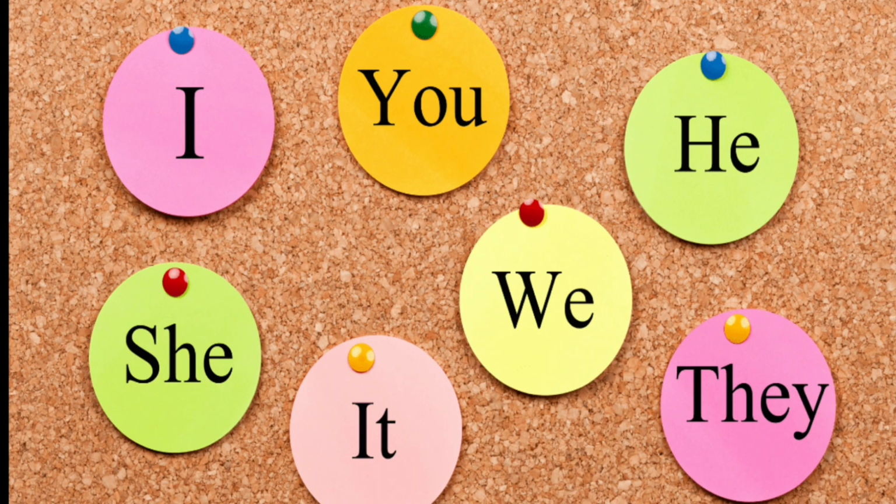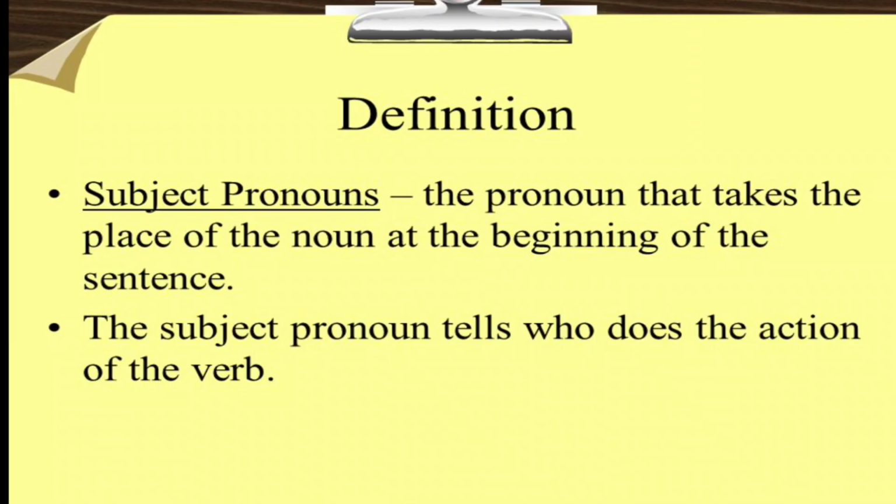Today I am going to teach you English, and today's theme is English subject pronouns. Here are examples: I, you, he, she, it, we, they. Definition: subject pronouns are pronouns that take the place of the noun at the beginning of the sentence. The subject pronoun tells who does the action of the verb.